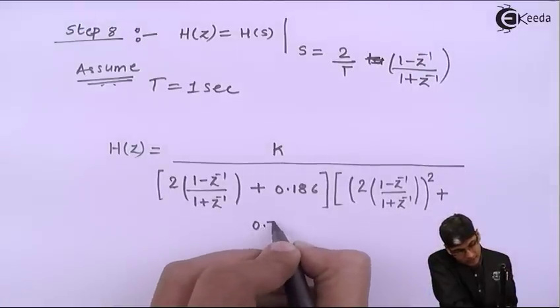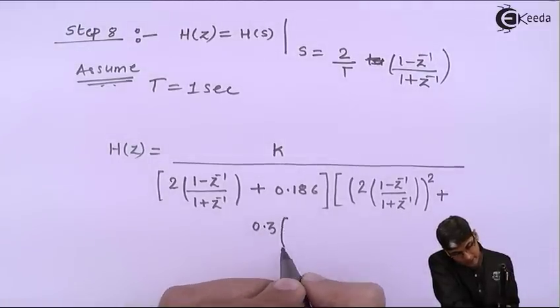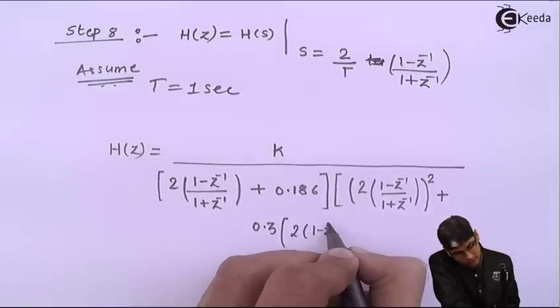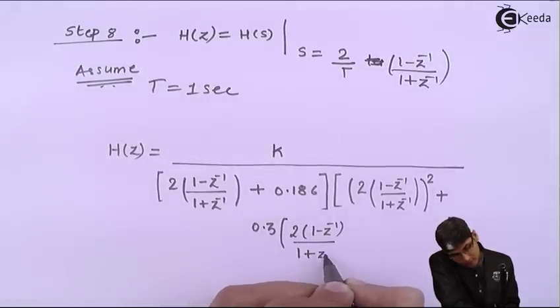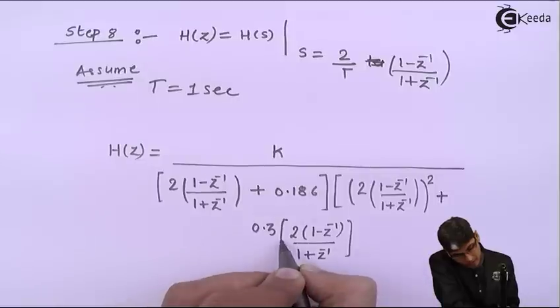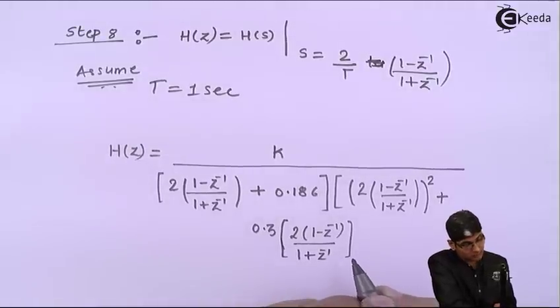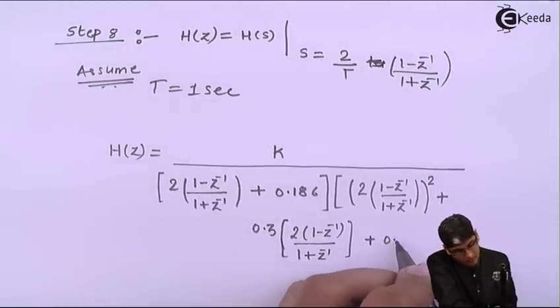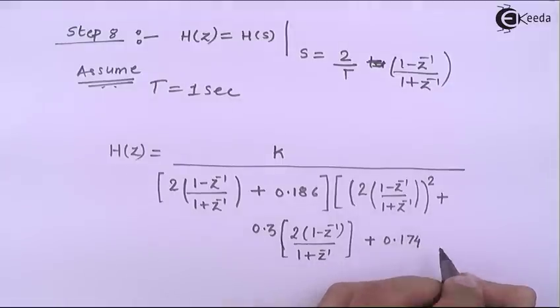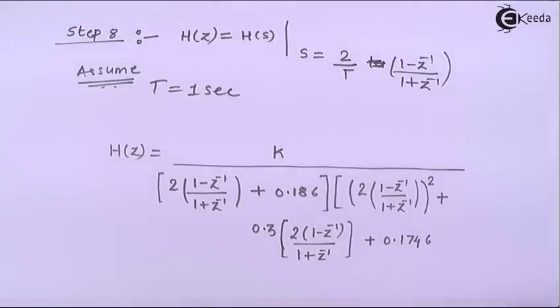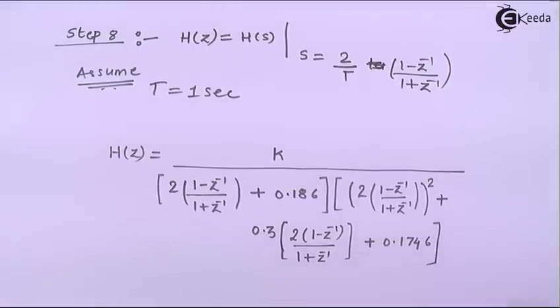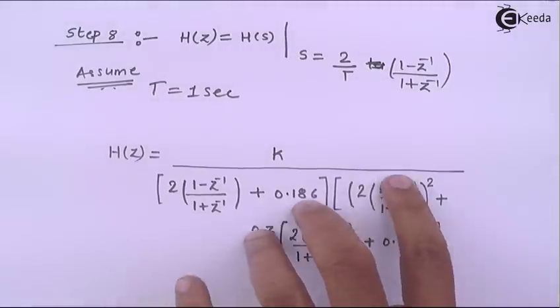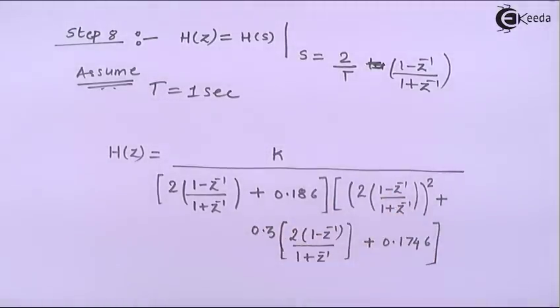plus 0.3 into s, so it is 2 into 1 minus z inverse upon 1 plus z inverse, okay, do not miss a single term, plus 0.1746. So this is my first term, this is my second term. In the second term I had s square plus 0.3s plus this. So s square I have replaced with this, and this I have got.